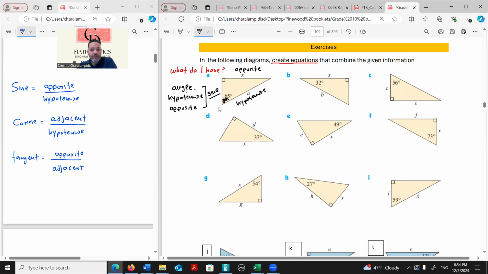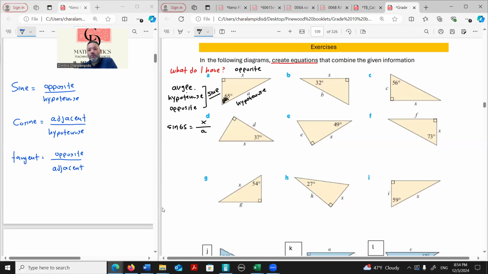Let's express that in an equation. Sine of an angle, in this case sine of 65, would be the ratio of the opposite leg, x, over the length of the hypotenuse, x over A.